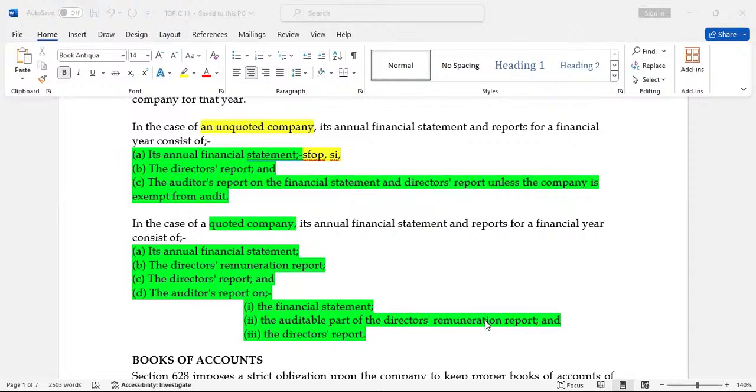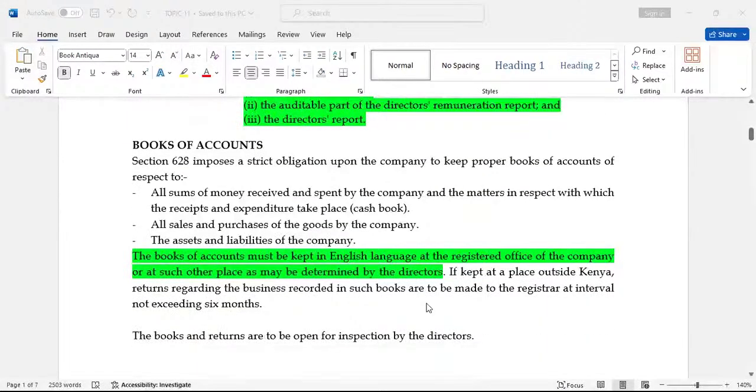So for the quoted companies, you must be able to indicate which financial statements you must prepare or maintain, or which reports are to be maintained. So the books of accounts, as we've already indicated, majorly here we are talking about the statement of financial position, and of course, you know the components of what is normally contained there. You also know what we mean by a statement of income, sometimes known as the P&L, profit and loss account.